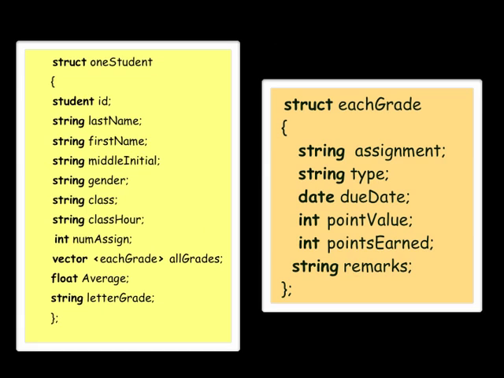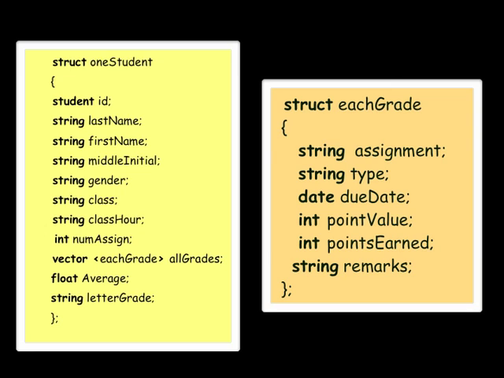Now, to start out in a simple form, each grade would have an assignment name, an assignment type, for example, test, homework, and so on, a due date, a point value, how much it is worth, points earned, how much the student earned on that assignment, as well as a place for remarks. Now we could get more complex, but this will give us a pretty good little database when we start putting this together for all of our students.